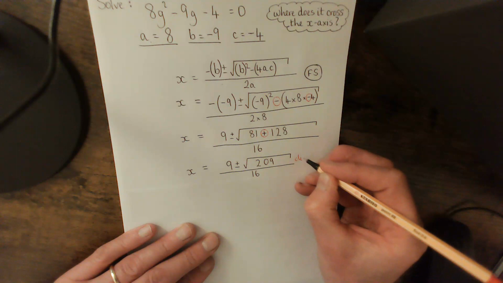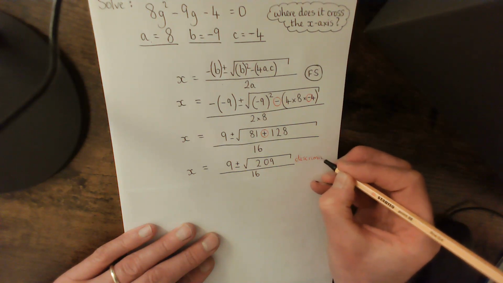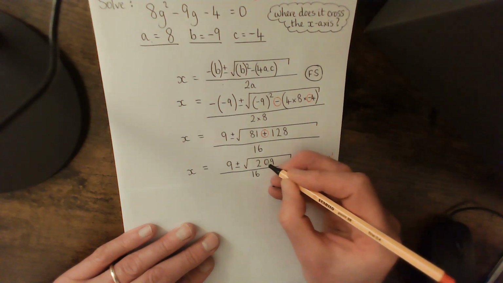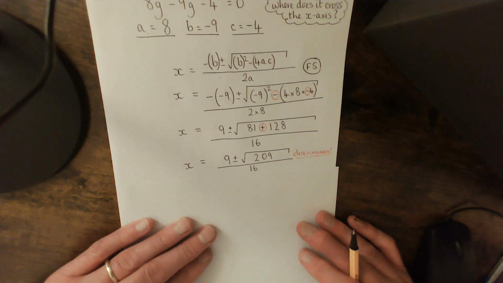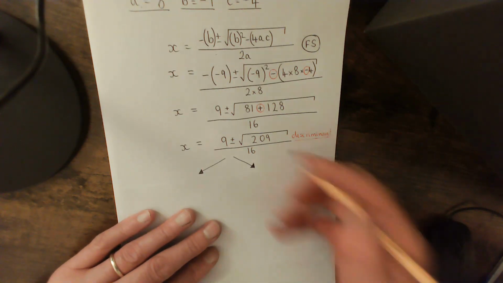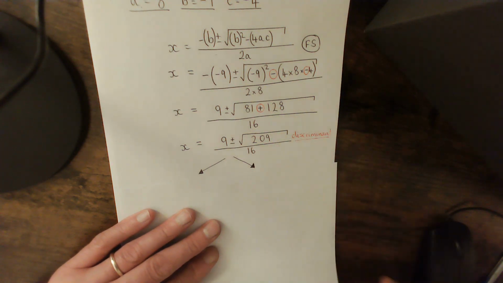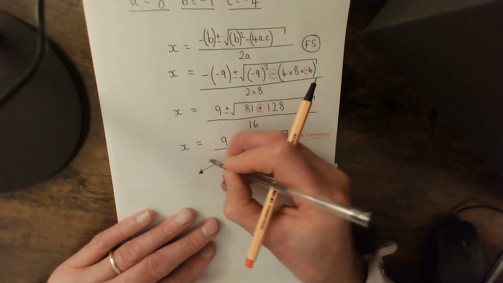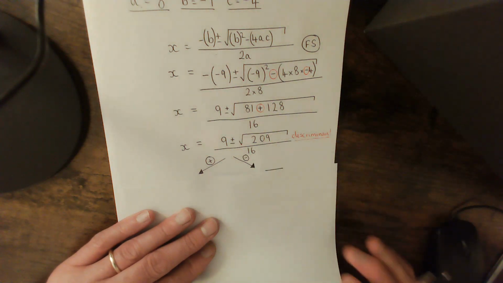That 209 is known as the discriminant. That number inside the square root is known as your discriminant. Now, because we need two values here, I'm going to split the equation in two, because I've got a positive here and I've got a negative here. The positive one, I'm going to come down the left-hand side. The negative one, I'm coming down the right-hand side.